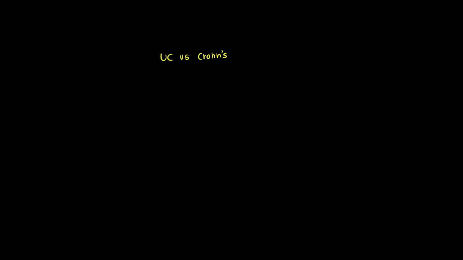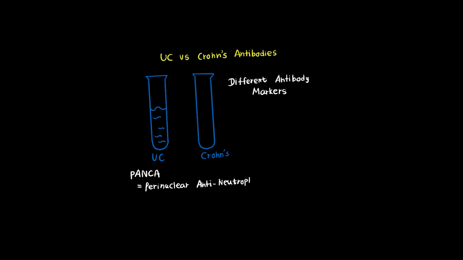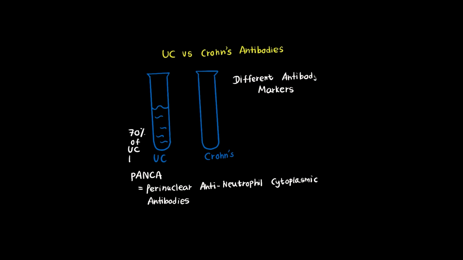To differentiate inflammatory bowel diseases, we need to understand their distinct antibody profiles. Ulcerative colitis and Crohn's disease both cause intestinal inflammation, but have different patterns and biomarkers. Ulcerative colitis specifically affects the colon and rectum with continuous mucosal inflammation. The immune system in UC patients often produces PANCA antibodies, perinuclear anti-neutrophil cytoplasmic antibodies.